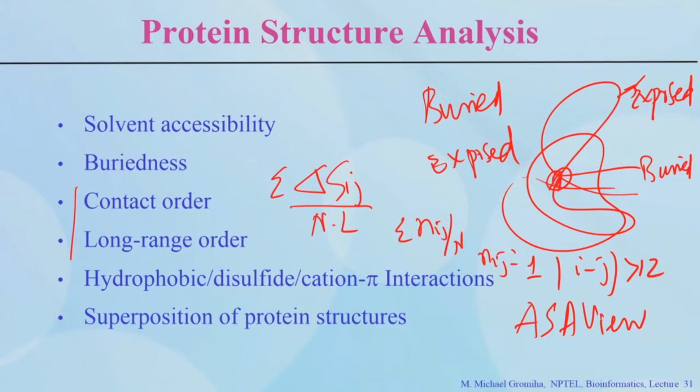Then we discussed the superposition of protein structures. What is superposition of protein structures? You align them, and you can see how much the difference is between two structures. It is measured in terms of RMSD. If it is less, that means they are close. If it is more, then the structures are not similar. Then we discussed the program PDBparam to calculate all these parameters.